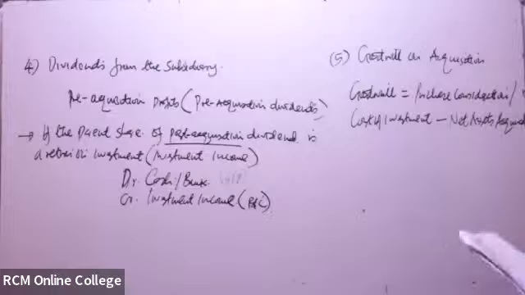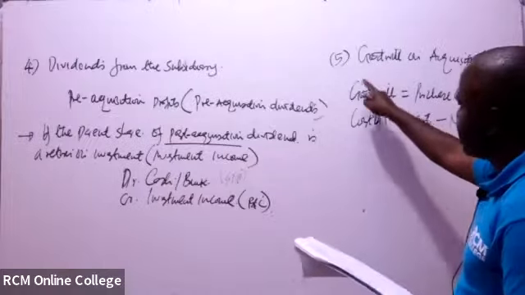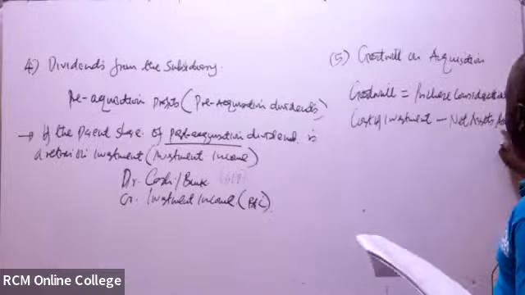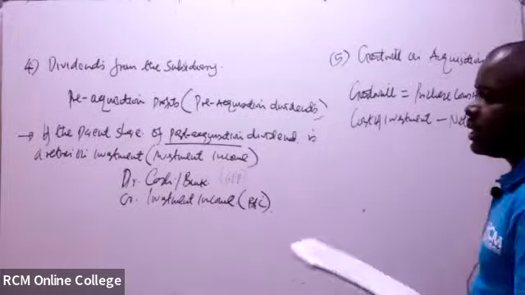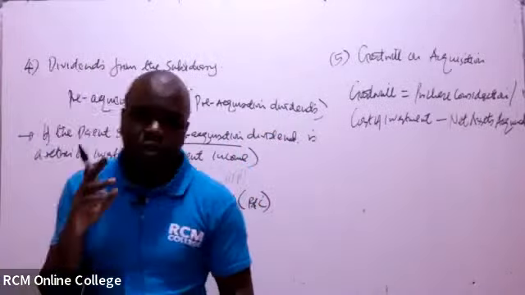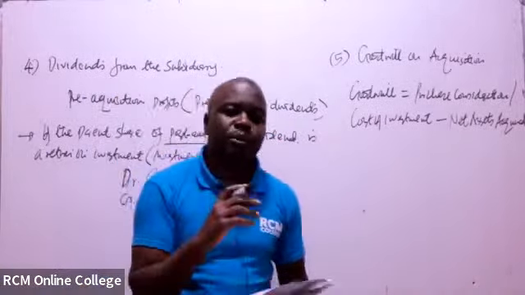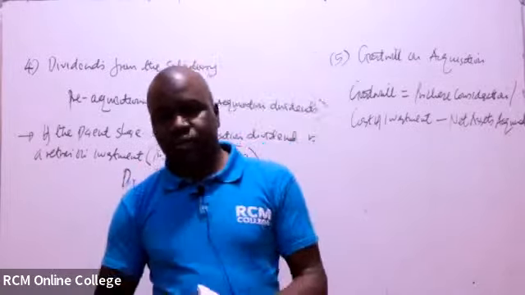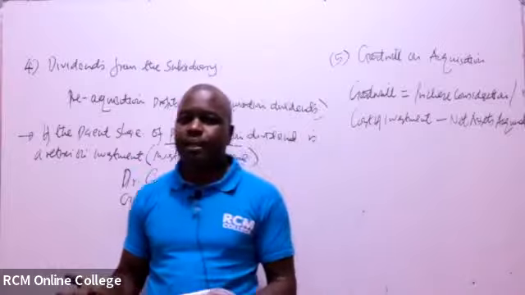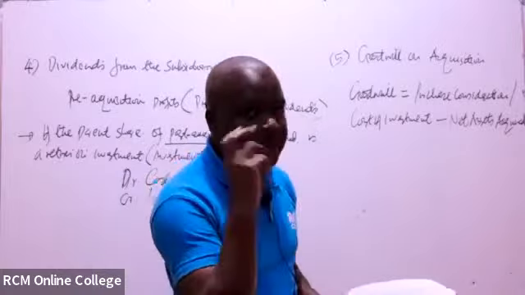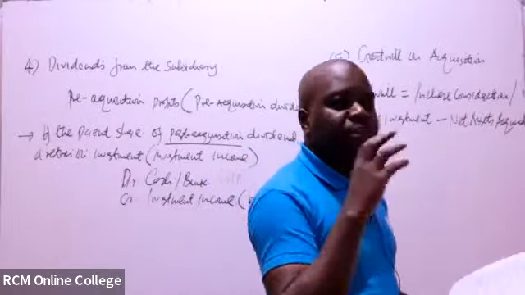You are basically taking that cost of investment that is appearing in the holding company, and you deduct the net assets acquired in the subsidiary. The net assets basically is the equity part of the subsidiary, or you can say total assets minus total liabilities. That equity part, there's a portion of it you've actually been able to acquire.